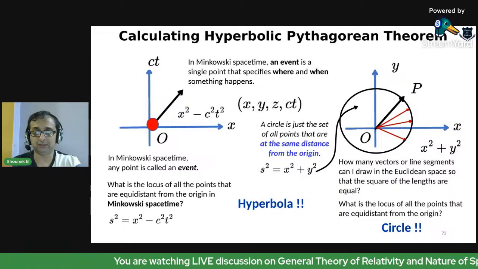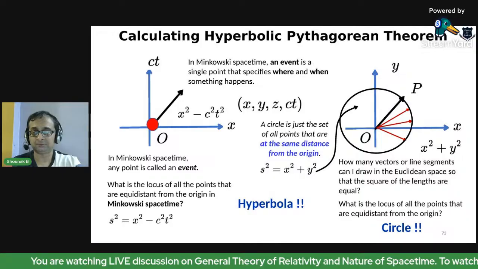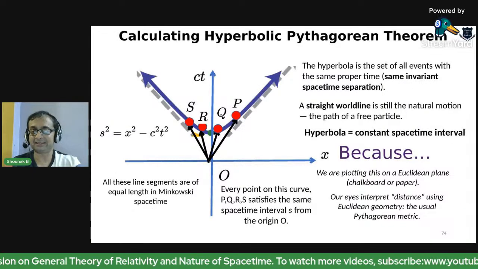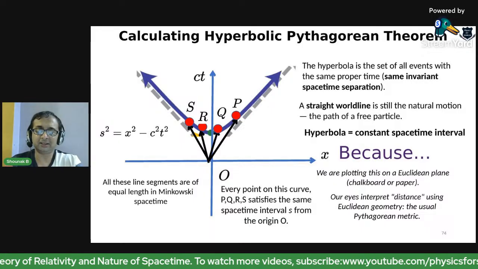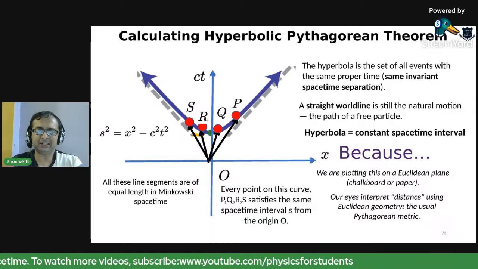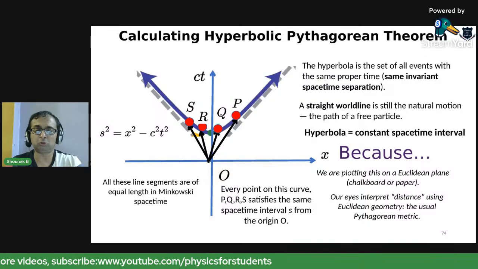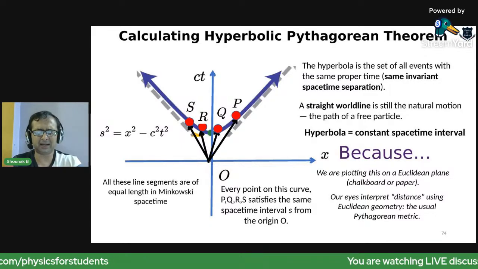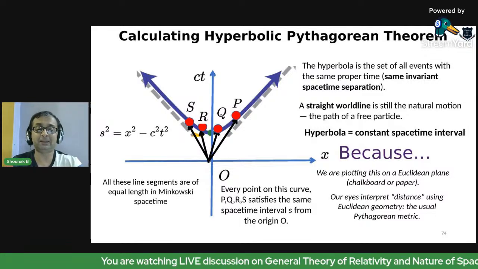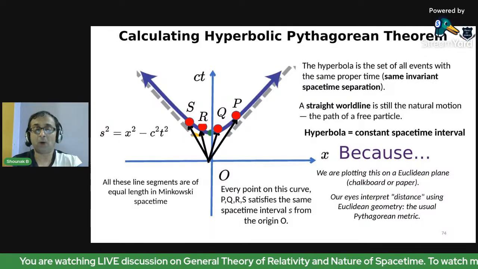Let me show you the next part. Yes, hyperbola, right. Now here you can see in the next slide, if I draw this, it will be a hyperbola. It apparently seems that O to P, O to Q, O to R, O to S are different distances. Although I am saying that the distances are the same, it looks like OP is bigger than OS. Now, why is that?